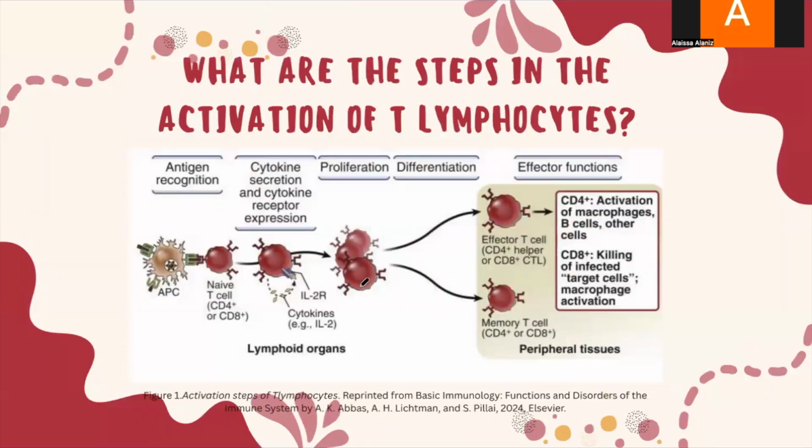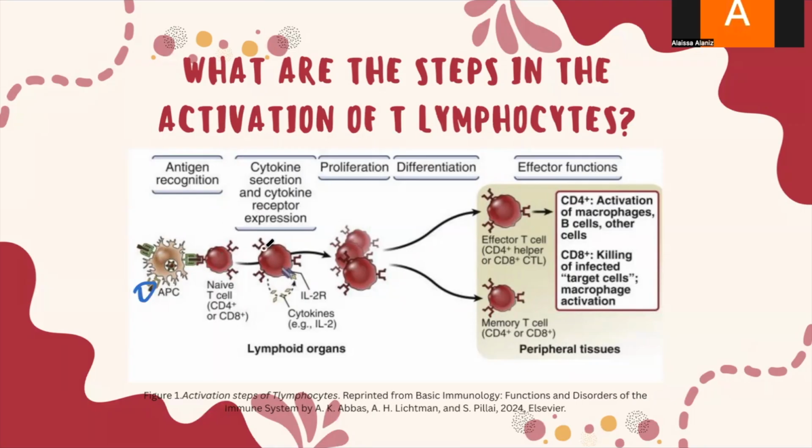So, what are the steps in the activation of T lymphocytes? The first step is antigen recognition. The activation process begins when the naive T cell encounters an antigen-presenting cell displaying a specific antigen. The T cell receptor recognizes the antigen-MHC molecule complex, providing the first activation signal.